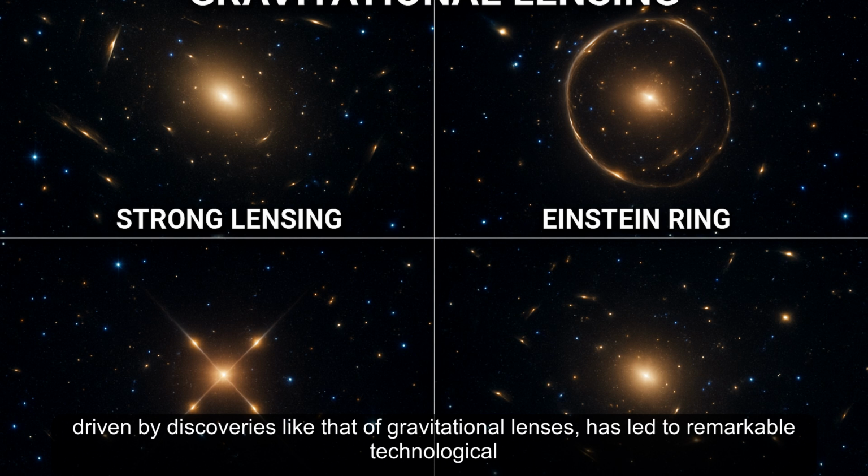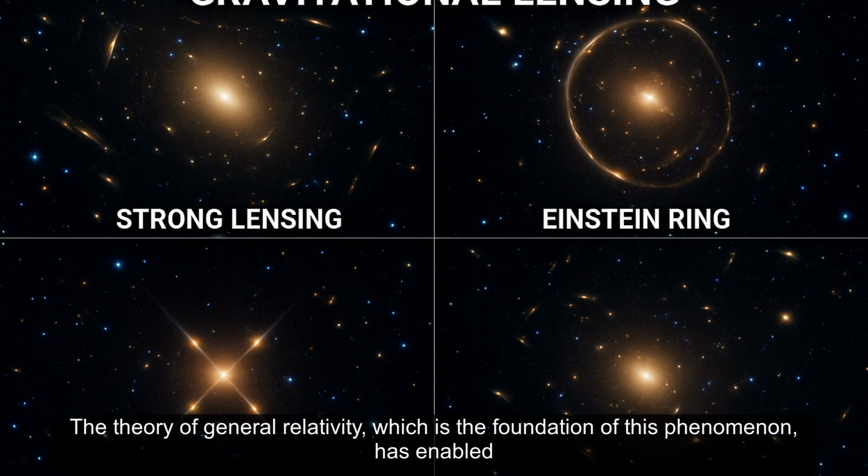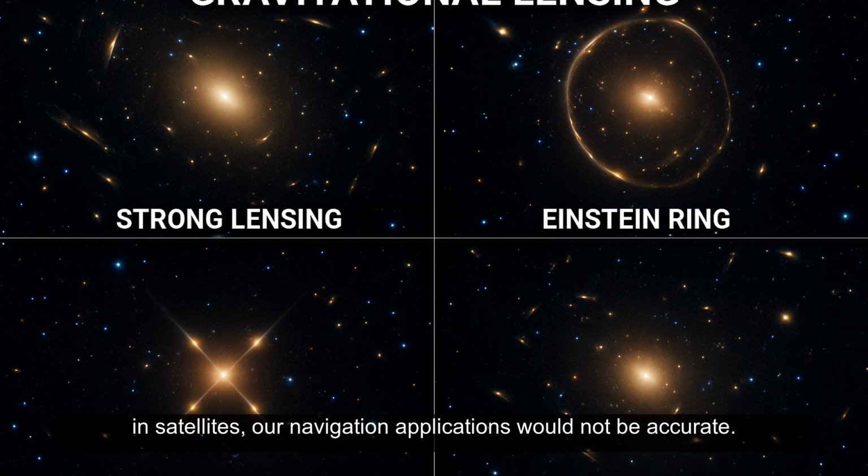Modern physics, driven by discoveries like that of gravitational lenses, has led to remarkable technological innovations. For example, the theory of general relativity, which is the foundation of this phenomenon, has enabled the development of technologies such as GPS. Without the correction of relativistic effects in satellites, our navigation applications would not be accurate.